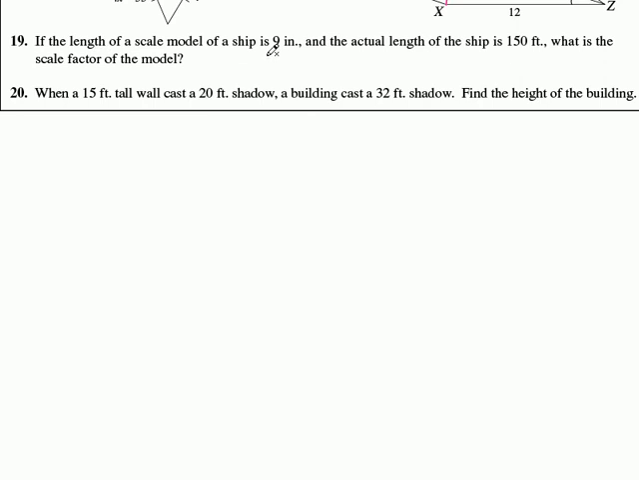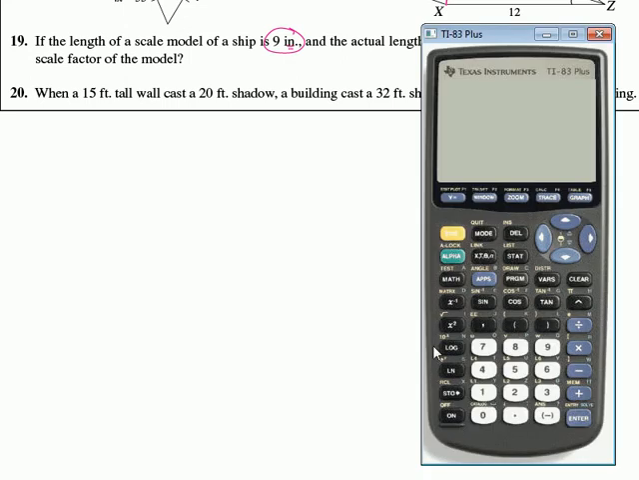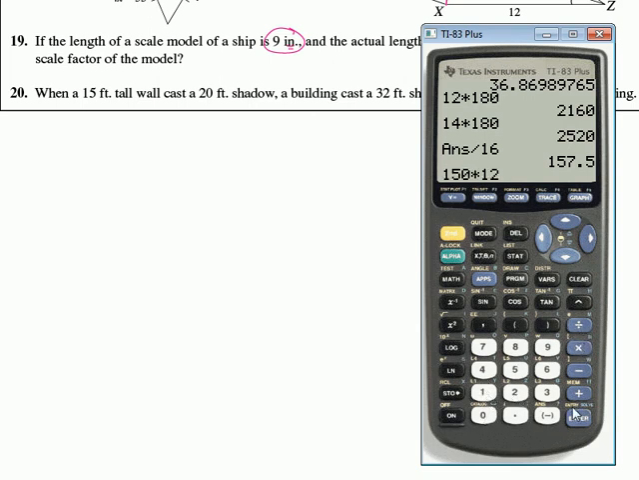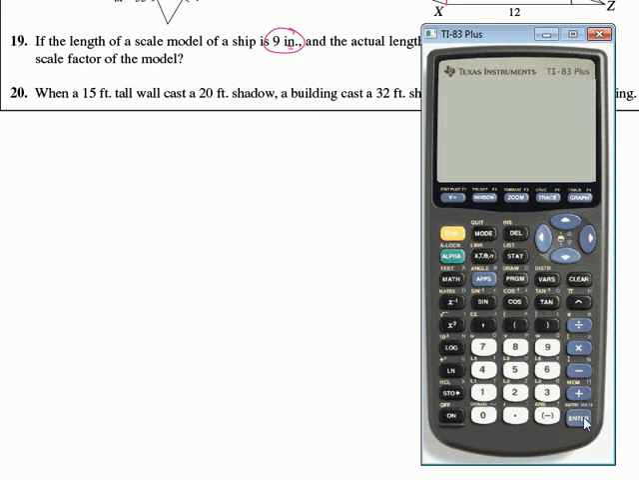What about this one? The length of a scale model is 9 inches, and the actual length is 150 feet. Oh, this one threw people for a loop. I remember this one. I can't compare inches to feet. I'm going to have to change one to the other. You want to change 150 feet to inches? So what would I do with that 150 feet? Right, times it by 12. So 150 times 12, what is it, 1800? Let me just do it since I'm in the middle of it. What's going on here with my calculator?